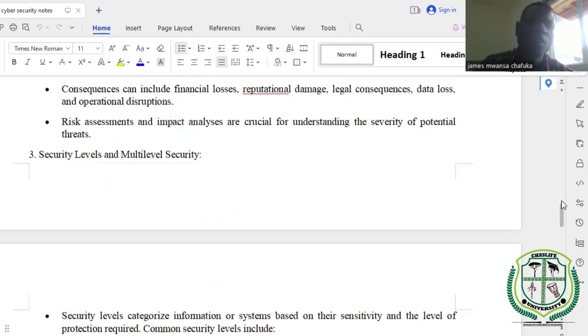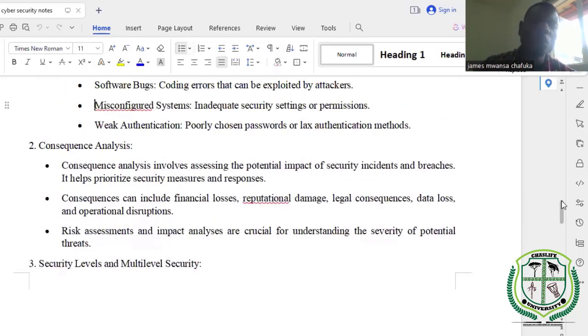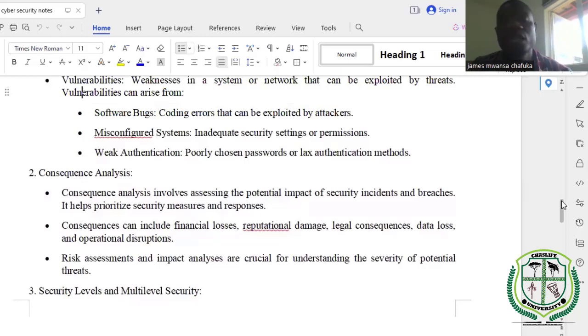And then we also have another factor, which is factor number 2, consequence analysis. Consequence analysis involves assessing the potential impact of security incidents and breaches. On consequence analysis, the main focus is assessing the potential impact of security incidents and breaches. It helps prioritize security measures and responses.